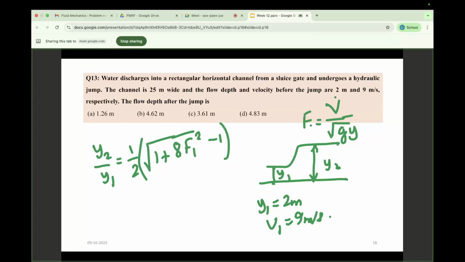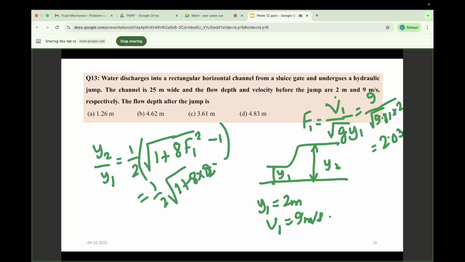This Froude number, this F1, is given as 9 and g, if I consider it as 9.81, into, this is given as 2. So we will get a value around 2.03 something. So if I put it here, 1 by 2 root over 1 plus 8 into 2.03 square minus 1. So that will be around 4.9 or something.